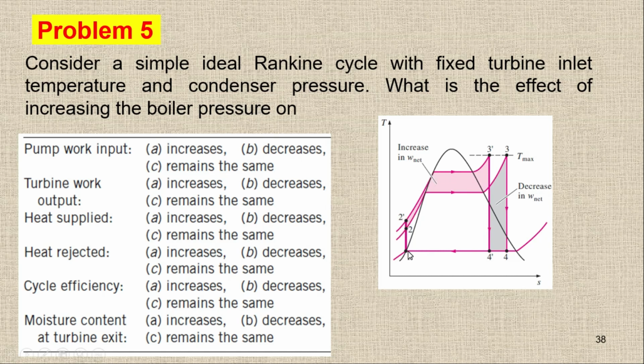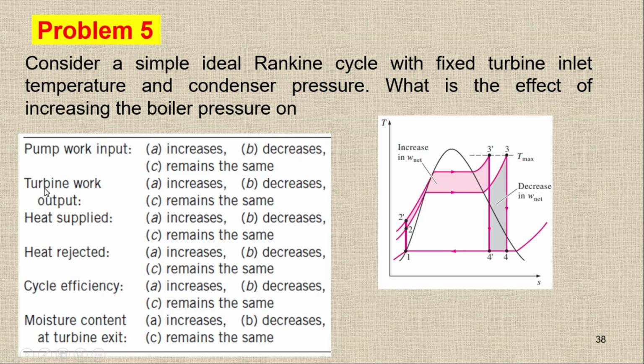Here, if you see, we have 1, then 2, 3, and 4. This is the original Rankine cycle, and then we have 1, 2 dash, 3 dash, and 4 dash. This is the modified Rankine cycle when we have increased the boiler pressure. Now we have to check the effect on the pump work input. Initially it was 1 to 2, and now we have 1 to 2 dash. So there is an increase from 2 to 2 dash, so we have increased pump work input.